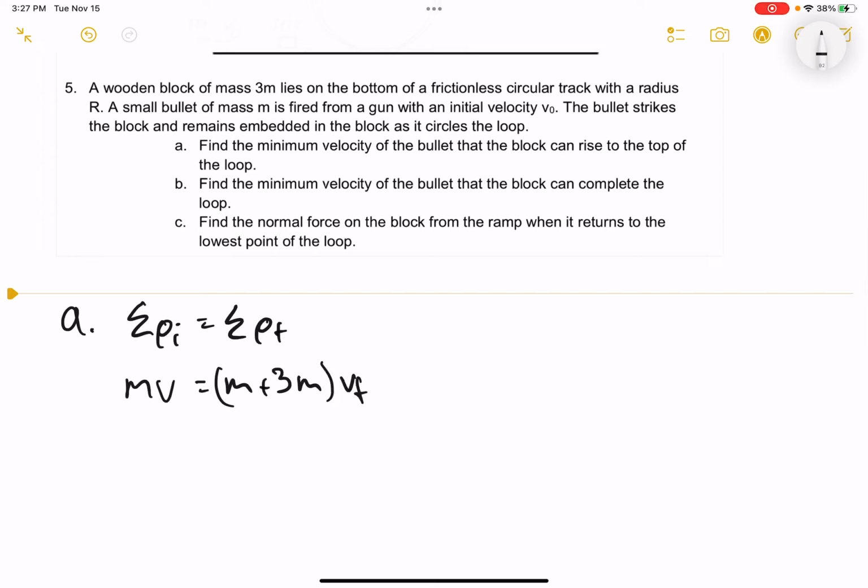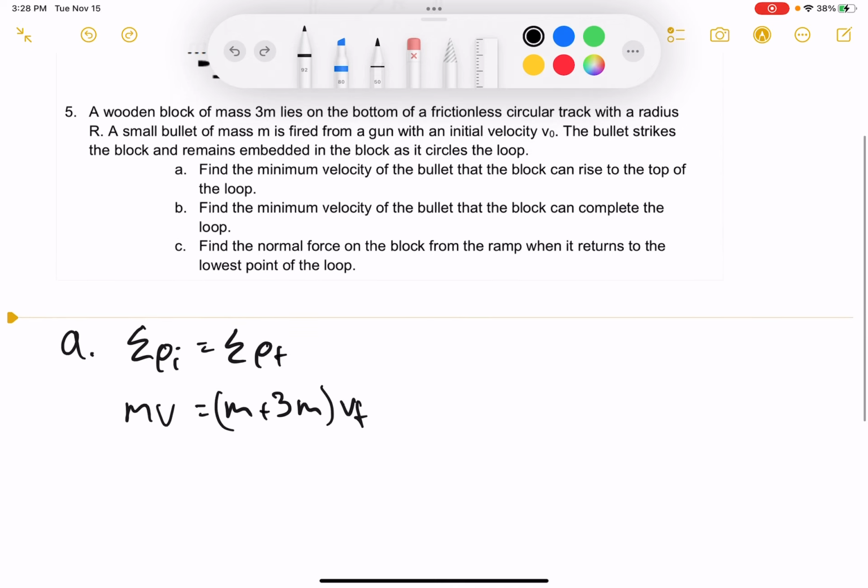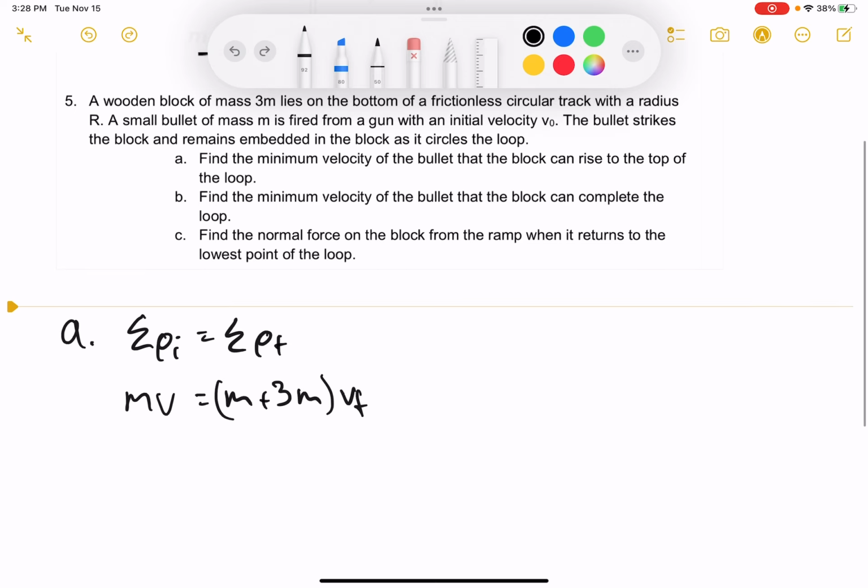Now, I'm trying to solve for this velocity here. The problem is I know the masses, so that's fine, but I don't actually know my final velocity here. And if I don't know that final velocity, I can't find this initial velocity. So I need to find that final velocity first, and so let's figure out how we could find that.